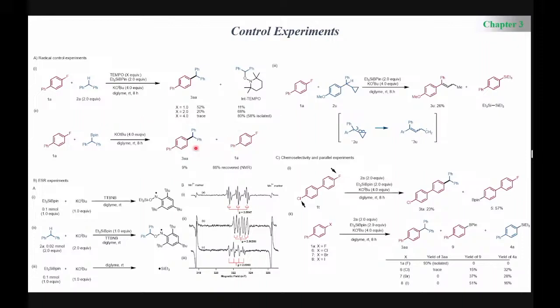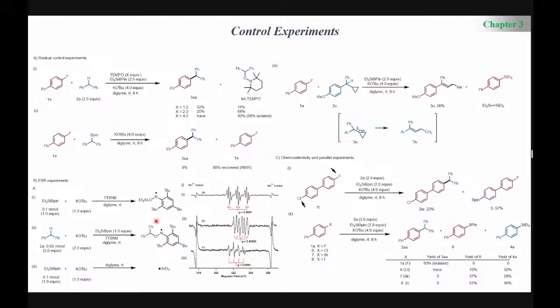In addition, the reaction of aryl fluoride and this cyclopropyl benzoate derivative was attempted. This reaction didn't yield a corresponding product. Instead, this ring-opening product was isolated with 26%, and this side product as well as this cyclodimer. To find out exactly what kind of radical was generated during the reaction, we then carried out these ESR experiments, and we successfully detected this triethylsilyl radical and benzylic radical.